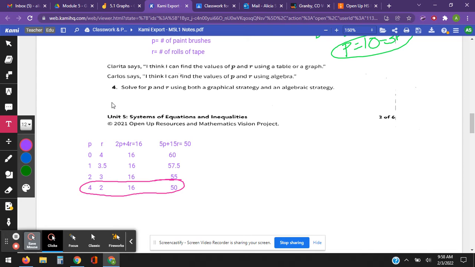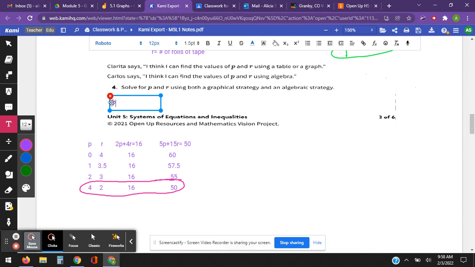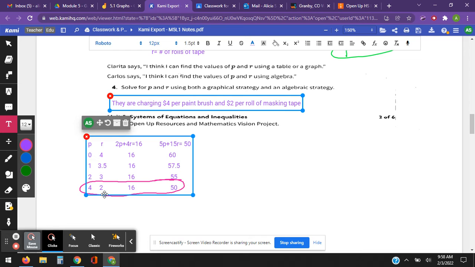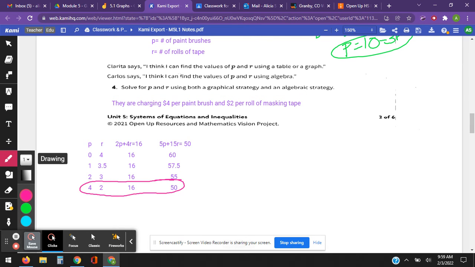So I'm going to put it up here so that I have an answer. They are charging $4 per paintbrush and $2 per roll of masking tape. Because that combo seems to be the only way that you can have $16 for the small kit and $50 for the big kit and it be realistic. So that's how you go about it when you do a table.